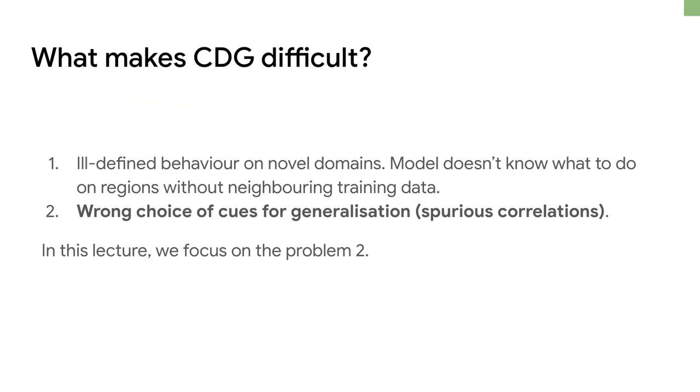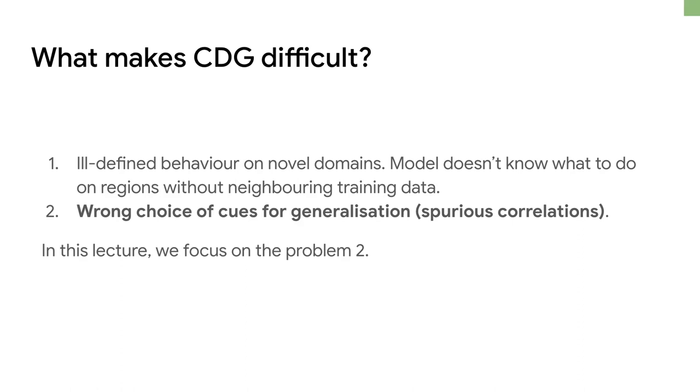So what makes cross-domain generalization difficult, right? I like to talk about two factors and focus on the second factor. The first factor is when the domain changes, it's kind of a new region in the input space. Since there has been no example around that point, the model does not know what to do with that. So I would say the model shows highly undefined behavior for these sets, and so it's hard to make any guarantees or make any guess even on how the model would be doing.